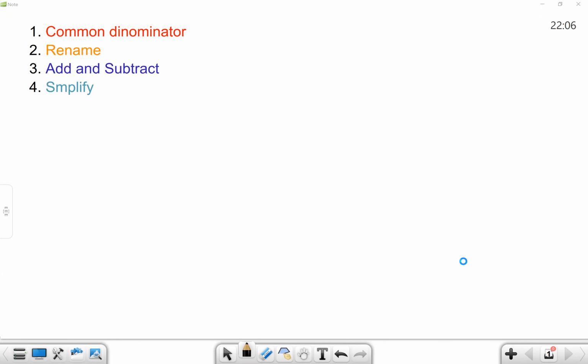Let's start with addition. You can write 5 over 6 plus 7 over 3. As you see, guys, we have different denominators. We don't have a common denominator. That's why we have to find the common denominator to find the result of these fractions.